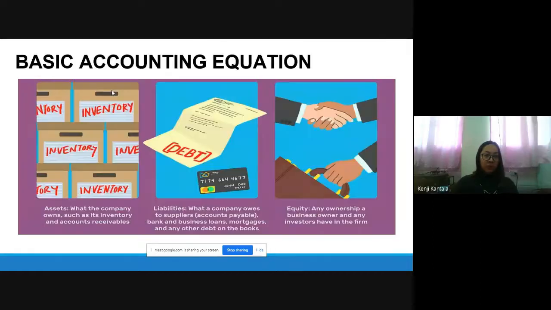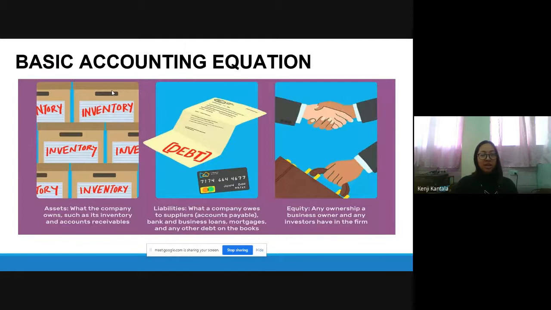Okay, so next, we go back to our basic accounting equation. So there are three major elements in accounting. So we have here our assets, our liabilities, and lastly, our equity. So what are the examples of assets, liabilities, and equity? Babalikan natin yan later on.